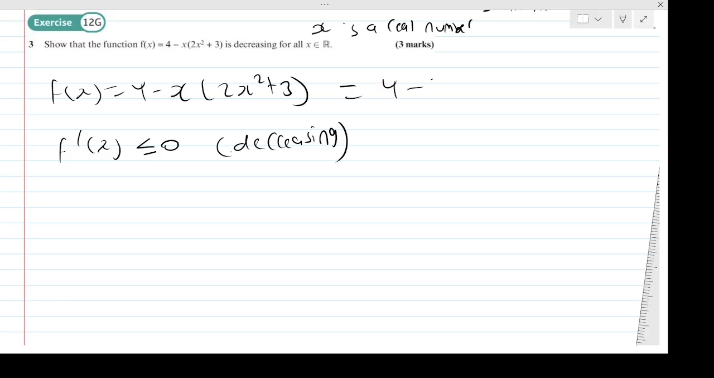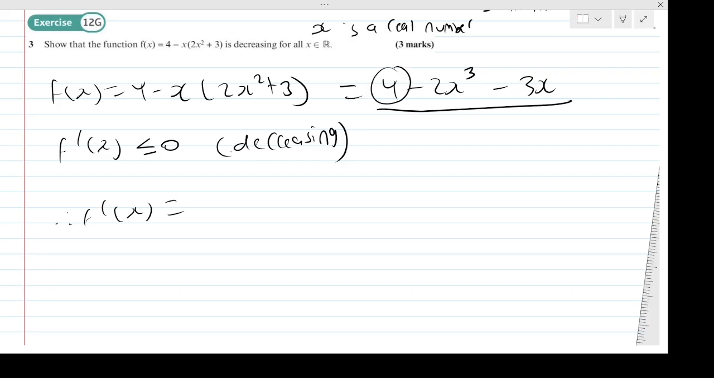So it's going to be 4 minus 2x cubed minus 3x, and now they're all individual powers of x, all x's by themselves. So now we can differentiate this expression. So 4 goes to 0, then minus 2x cubed will go to minus 6x squared, minus 3x goes to minus 3, and that's my derivative. Now I need to show it's decreasing, or in other words, less than or equal to 0, for all values of x. So I need to show no matter what, this is always less than or equal to 0.